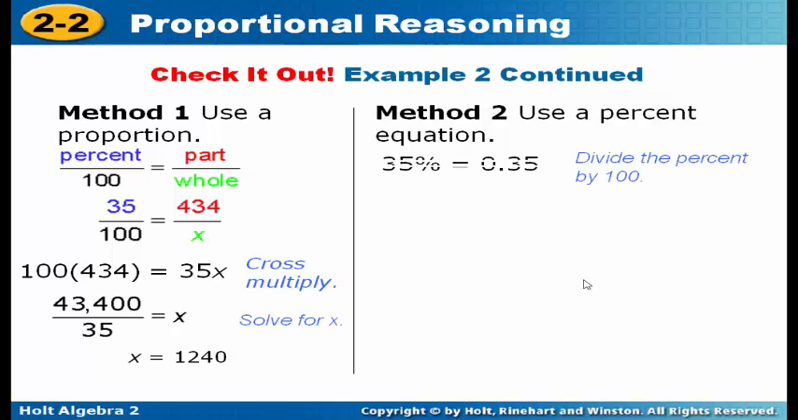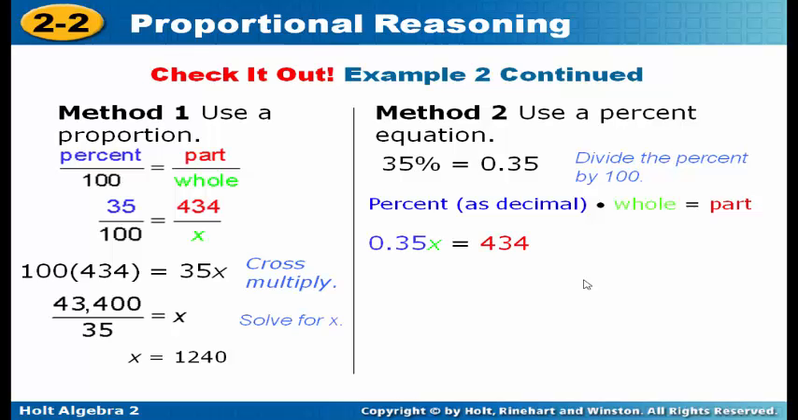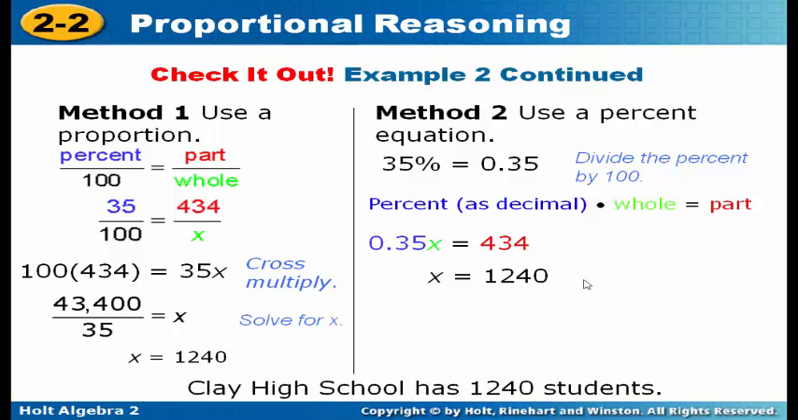Or we can say 35% equals 0.35. So percent times whole equals part. So 0.35x equals 434. Now solve for x. So x equals 434 divided by 0.35. So x equals 1240. Clay High School has 1240 students.